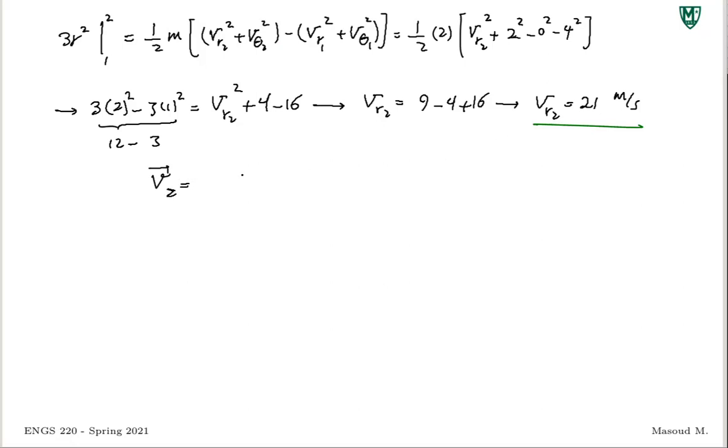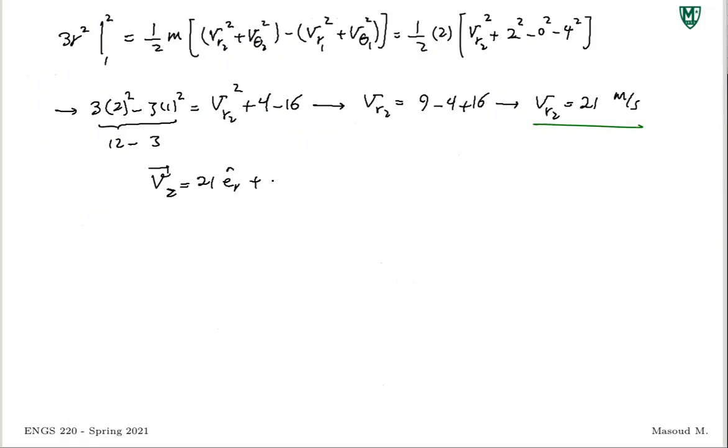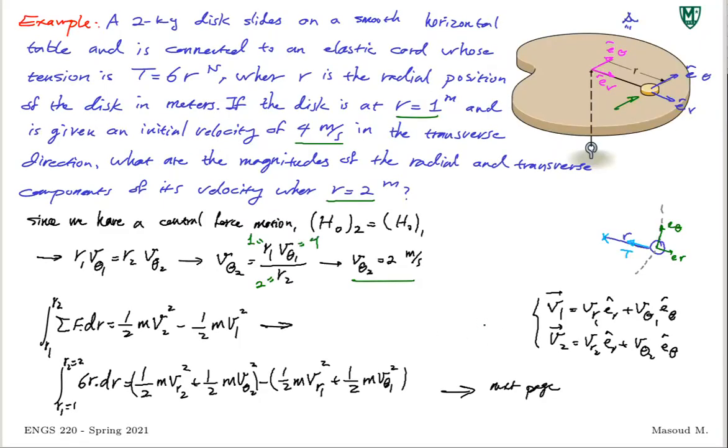So you get your v2. v2 is vr2, 21 er, plus v theta, which is 2 e theta. And that's going to be your velocity at point 2 with its components. That's what we're looking for, right? Radial and transverse components for velocity.